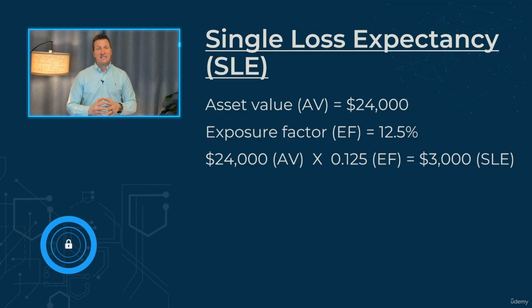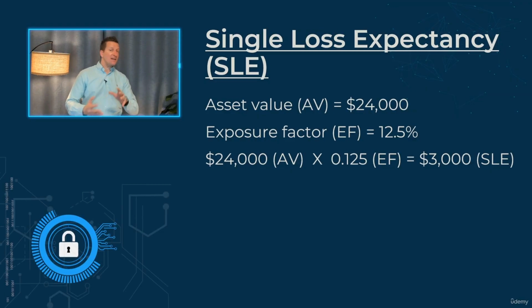So for example, let's say we have an asset whose value is $24,000. If we have an exposure factor, or EF, let's say of 12.5%, that's how much loss we might expect from a single negative incident. If we multiply $24,000 by 12.5%, we get $3,000. What is that again? That's the single loss expectancy. When we have one negative occurrence, we're looking at a loss of about $3,000. Now that's important because we then can use that to calculate other items that are going to be very important in your quantitative risk assessment.